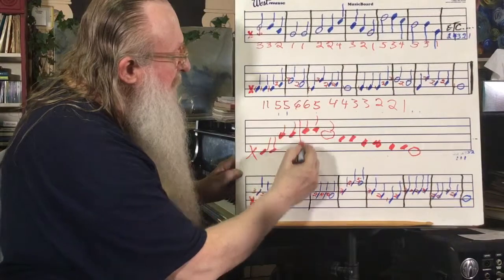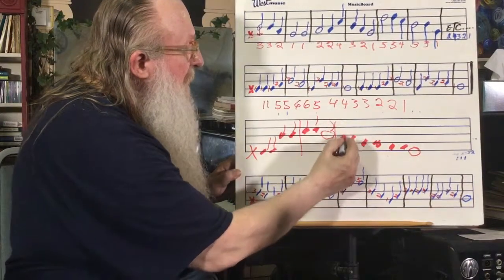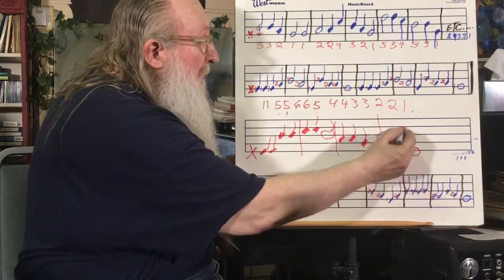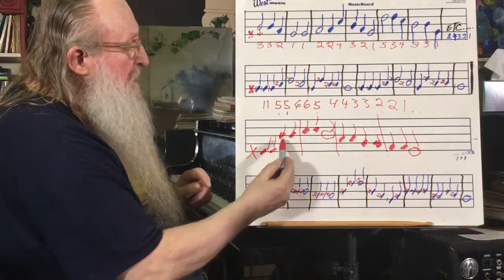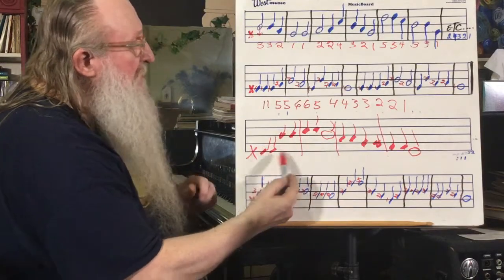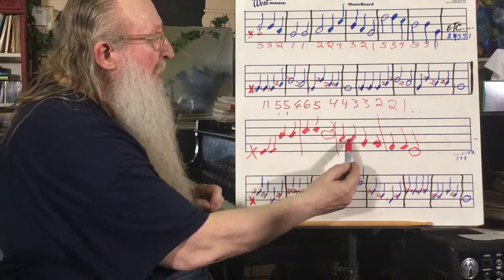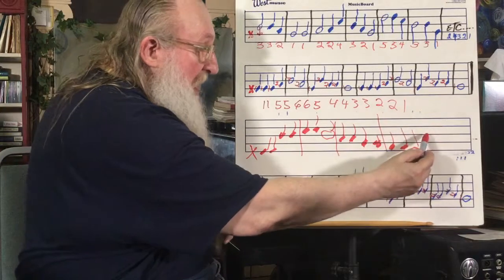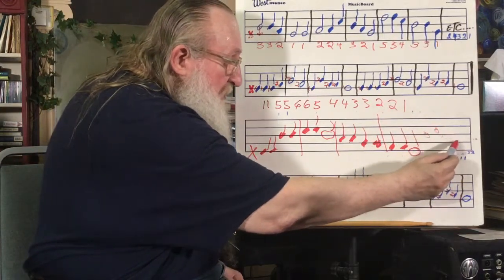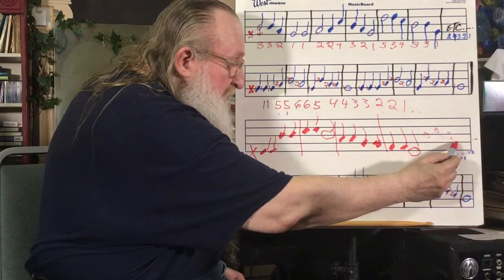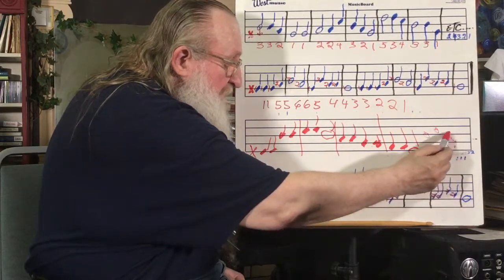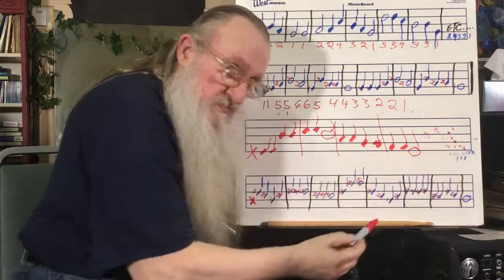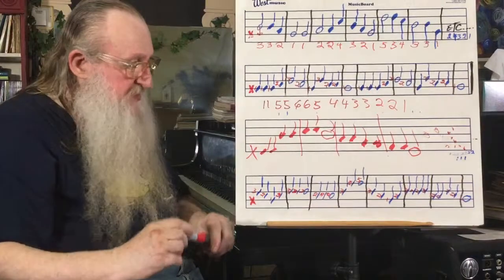1, 2, 3, 4. 1, 2, 3, 4. 4, 1, 2, 3, 4. Twinkle, twinkle, little star, 1, 1, 5, 5, 6, 6, 5. How I wonder what you are. 4, 4, 3, 3, 2, 2, 1. 5, 5, 4, 4, 3, 3, 2. 1, 1, 5, 5, 6, 6, 5. 4, 4, 3, 3, 2, 2, 1. Got it? That's how simple it is.